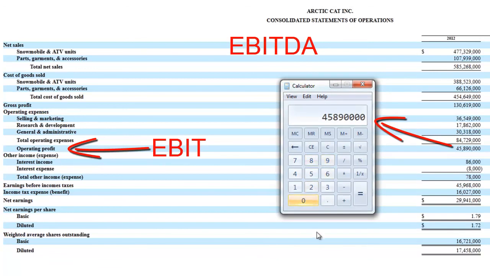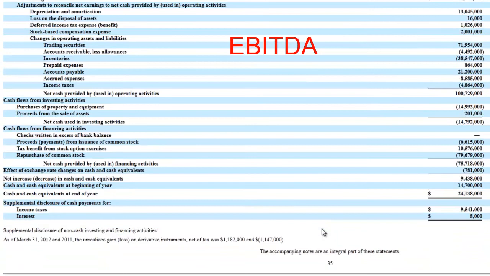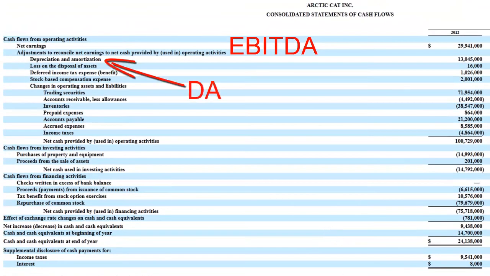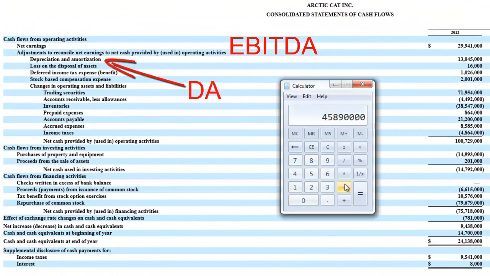45.90, and then we go to the cash flow statement to find depreciation and amortization, and we find it, and it's 13 million. So we add 13. Okay, and what we get is 58.9 million. And EBITDA is used by investors to calculate the profitability of the operating business after excluding depreciation and amortization, which are both non-cash expenses.